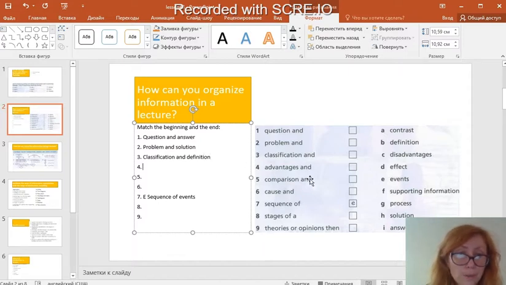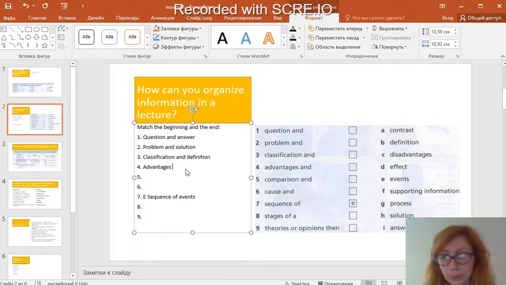Then number 4, advantages. That's easy. We may speak about some method in psychology, about application of Gestalt psychology, or, I don't know, transactional analysis. And there are always some advantages and disadvantages.